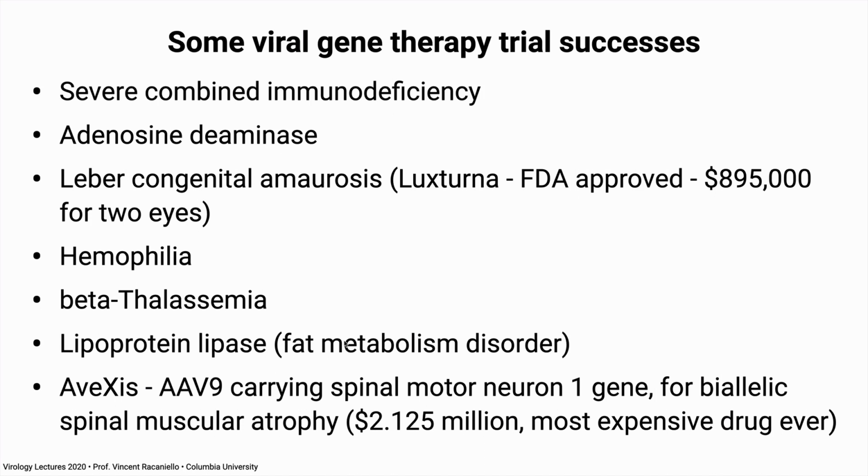Hemophilia, beta thalassemia, lipoprotein lipase. And now here is the most expensive drug ever, Vexis. It's an AAV9 adeno-associated virus carrying a gene called spinal motor neuron 1 for treating a disease called biallelic spinal muscular atrophy. $2.125 million for this treatment, the most expensive drug ever. But I understand the alternative is a $350,000 drug bill a year for these patients. So I suppose in the long run, this is better.